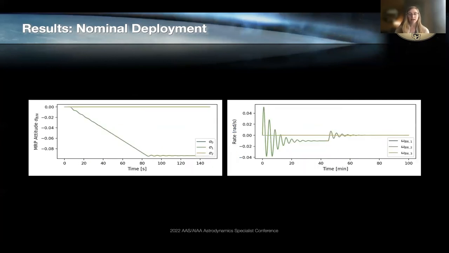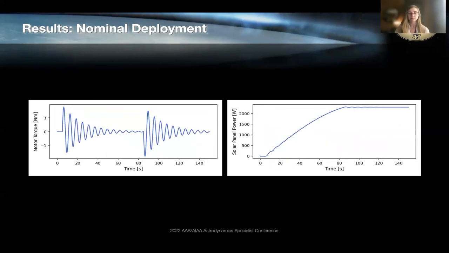We also wanted to look at how the hub is reacting while this panel is deploying. As you can see, there's that equal and opposite rotation of the hub as the panel deploys. Same thing with the rate of the hub. During this steady period of deployment, you have a steady rate here, but the oscillations are also reflected in the hub rate, and of course in different amounts, just because of the differences in inertias, et cetera.